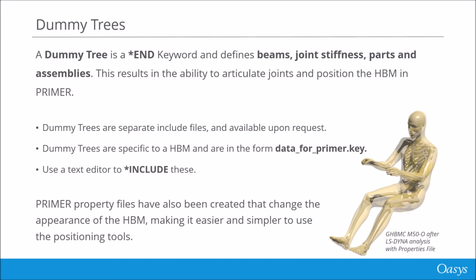Dummy trees are separate include files, and they're available upon request. The trees are specific to a particular human body model and are in the form of an include file, as I said, called data-for-primer.key. You can use a text editor to include these in your models. Primer property files have also been created that change the appearance of the human body model, making it easier and simpler to use the positioning tools.